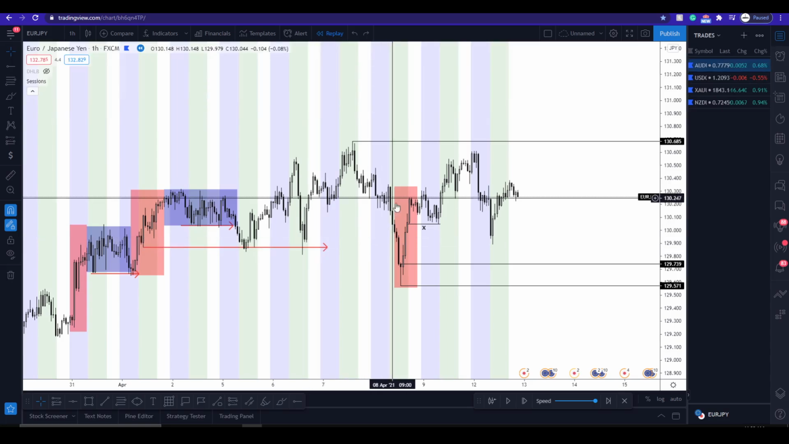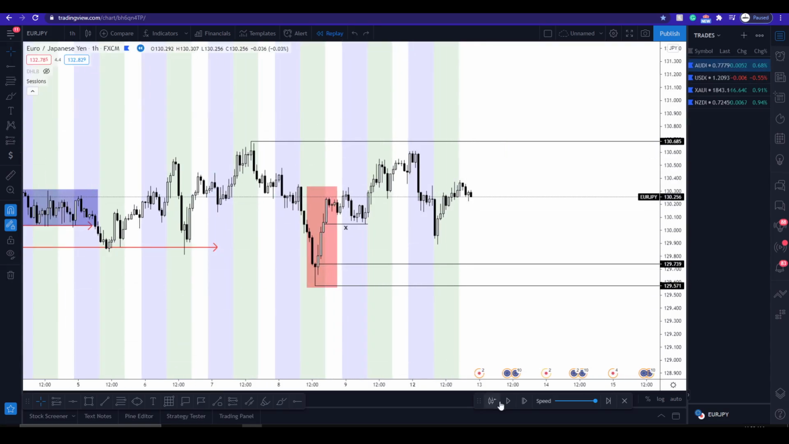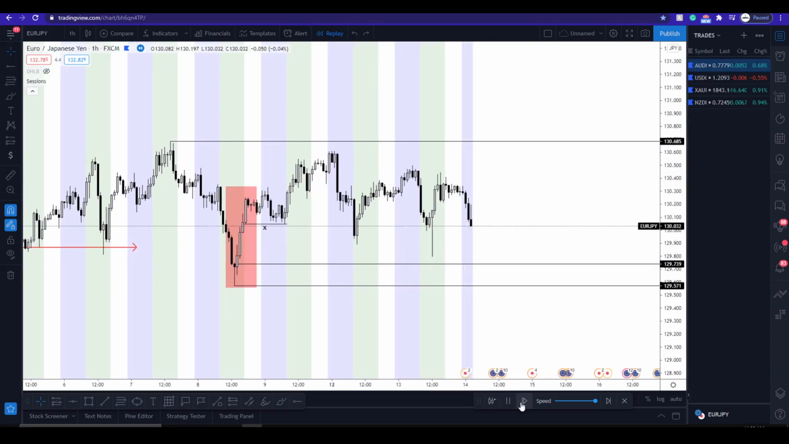And in my opinion, this is the higher time frame. We had this range being created. London opened, took out the lows, and then it went up and gave us a break of structure. So let's play this out. Let's see what the market does.